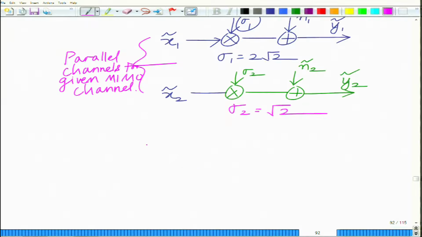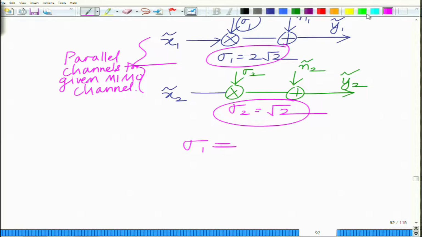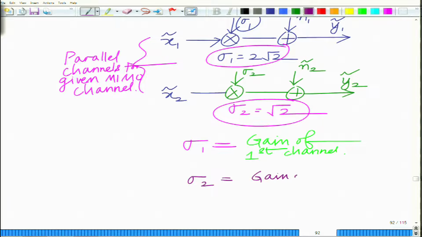Okay, it's fantastic. So, these are the two parallel channels. The gain of the first channel is sigma 1 equal to 2 root 2. So, sigma 1 equals the gain of the first sub channel, and sigma 2 is the gain of the second channel.